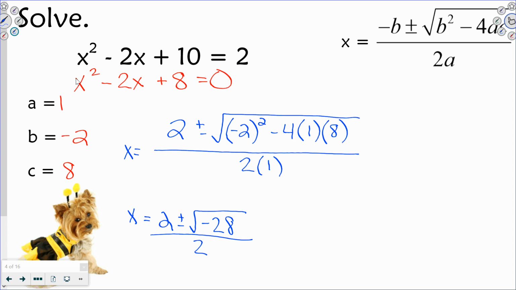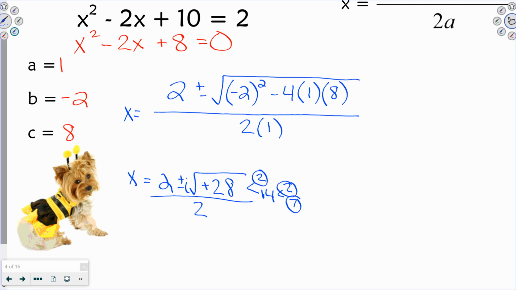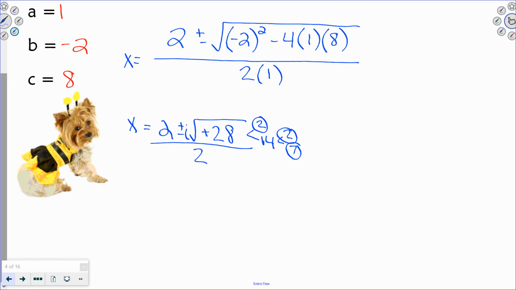All right, from here, let's go ahead. Can I factor tree this? I know an i comes out, right? So let me go ahead and pull the i out. Can I do a factor tree? It's 2 and 14, 2 and 7. So I do have a pair of 2's that can come out. So I have 2 plus or minus 2i radical 7. That's my leftover. All over 2.